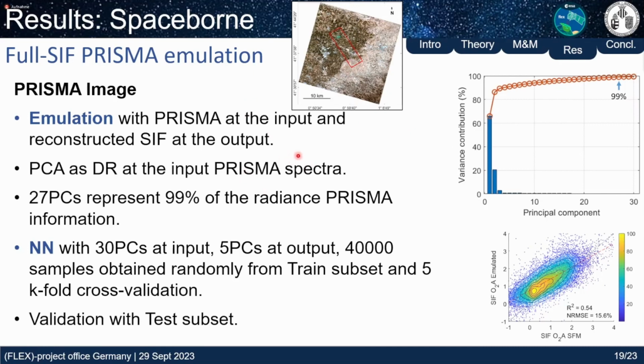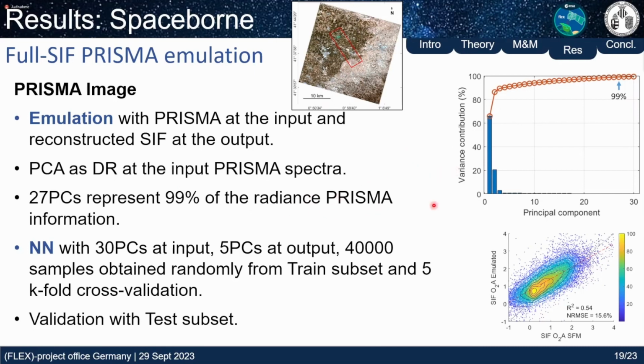We applied a dimensionality reduction because the PRISMA image has more than 200 bands, and we found that 27 principal components represent 99% of the original information of the spectra from PRISMA. So in this case, we used principal component analysis only to reduce the dimensionality at input, and to also reduce the noise of the PRISMA spectra.